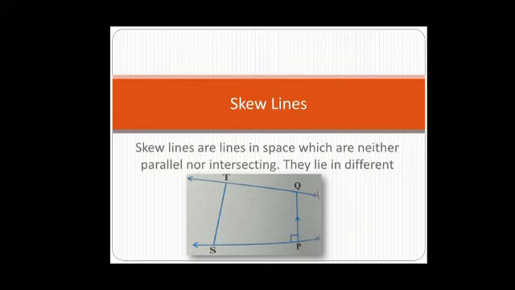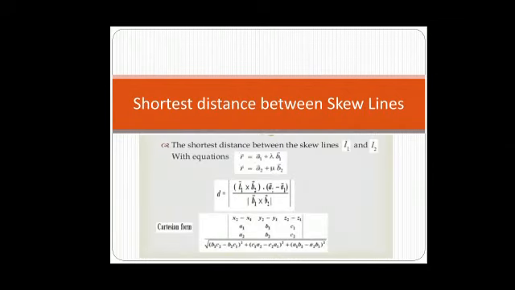Now, the next topic in this chapter is skew lines. What are skew lines? Skew lines are the lines in space which are neither parallel nor intersecting. That is, they lie in different planes. The shortest distance between the skew lines L1 and L2 with equations r equals a1 plus lambda b1 and r equals a2 plus mu b2 is given by the vector equation d equals mod of b1 cross b2 dot a2 minus a1 upon mod of b1 cross b2, and the equation in Cartesian form is given as shown in the figure.